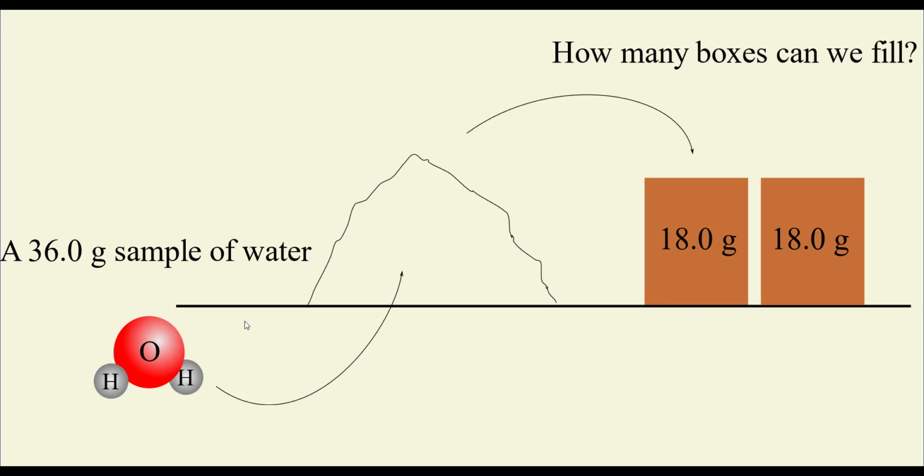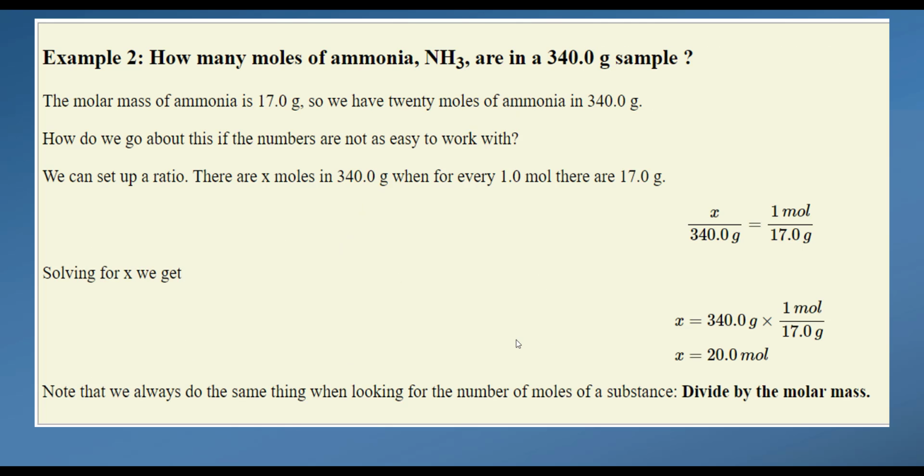But the idea is important. You've gone from a mass to a number of particles by knowing how many moles you have. Now let's do another example of this type where we have a gram amount given, a mass given. We want to find the number of moles. How many moles of ammonia are there in a 340 gram sample?